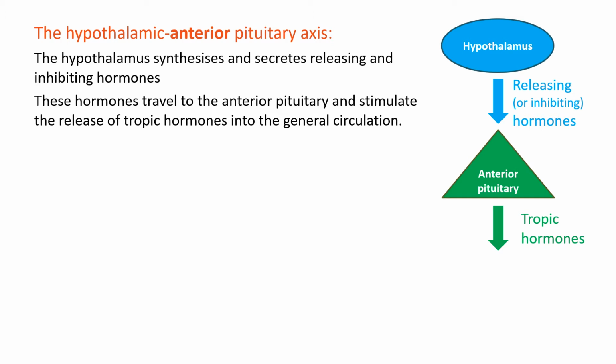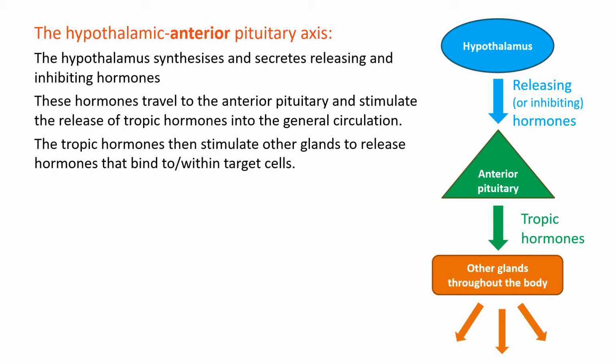So the hypothalamus synthesizes and secretes its releasing and inhibiting hormones. These hormones then get down to the anterior pituitary, down that little infundibulum, and there they stimulate the release of tropic hormones. These tropic hormones then go into the general circulation to their target glands or tissues. So the tropic hormones stimulate other glands to release hormones that can then bind to or within target cells. That's the hypothalamic anterior pituitary axis.